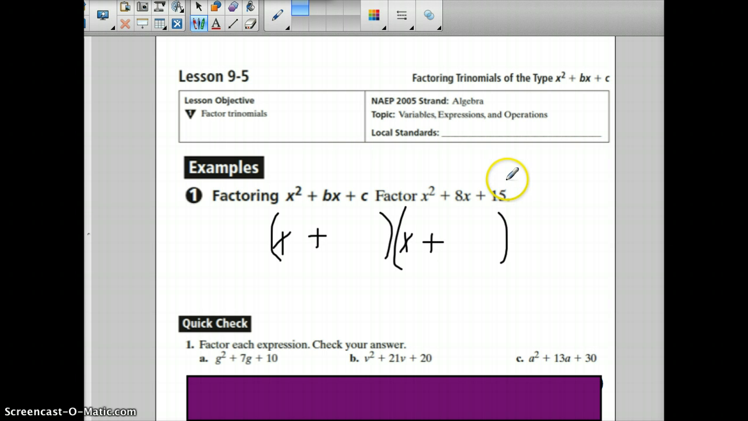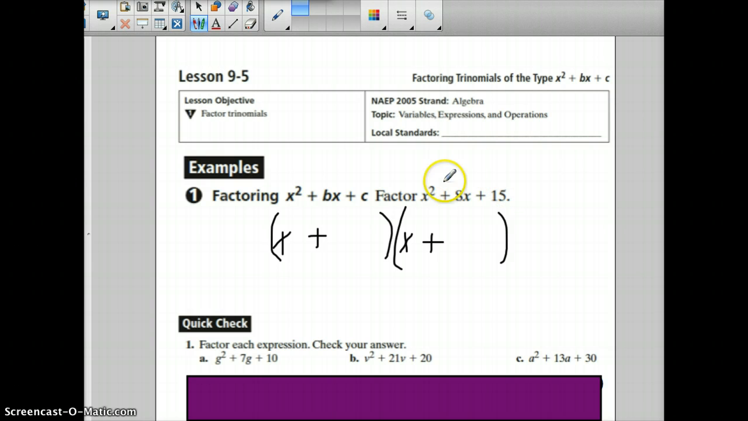And then I look at my last term. Think about how when we FOIL, what creates that last term? It's the last two numbers in both binomials. So this number times this number gives us this number. So what two numbers multiplied together give us 15? Well, we have 1 and 15, and 3 and 5.